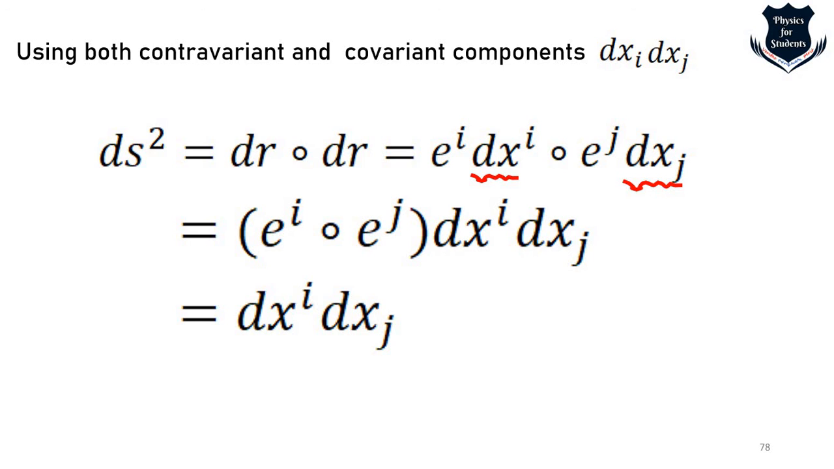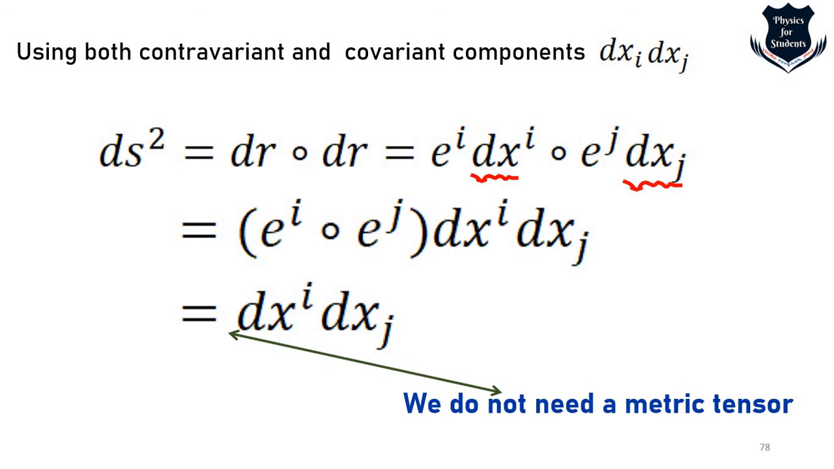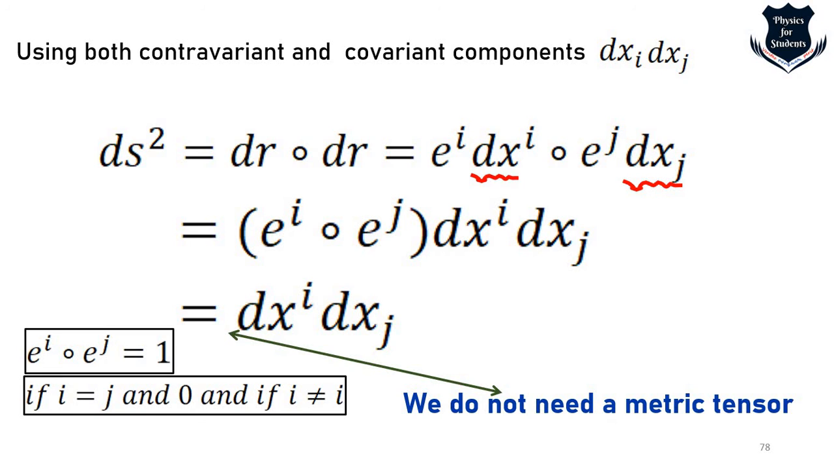But do you notice something? We don't need a metric tensor, something G. Why don't we need a metric tensor? As the definition of dual basis vectors is this, right? This is 1 if i equals j, and 0 if i is not equal to j. So here we really don't need a metric tensor because of this definition.